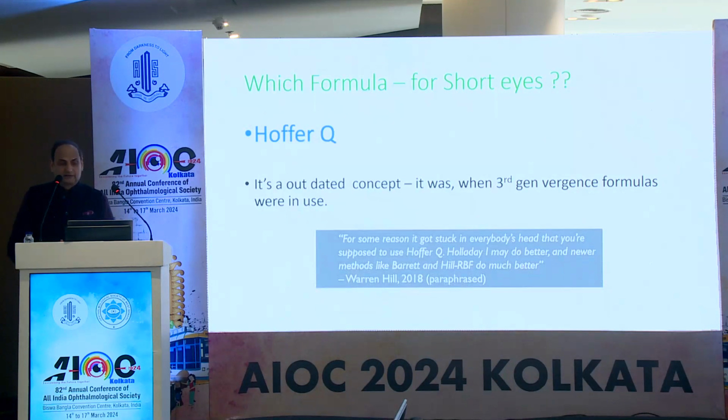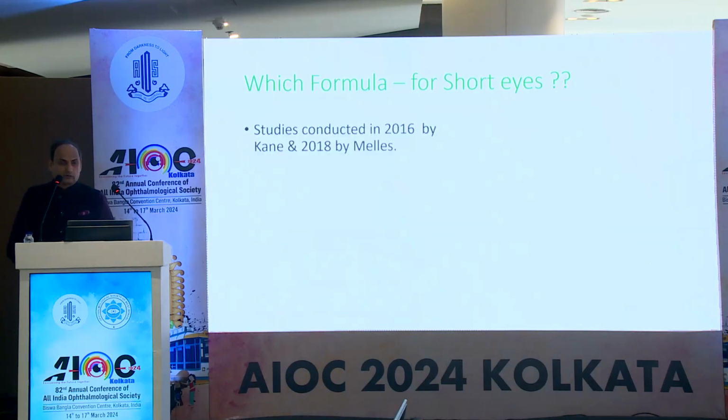And Dr. Warren Hill also says that for some reason it got stuck in everybody's head that you are supposed to use the Hoffer Q, Holladay 1 may be better, and few newer methods like Barrett and Hill RBF do even much better. So, which formulae for short eyes?